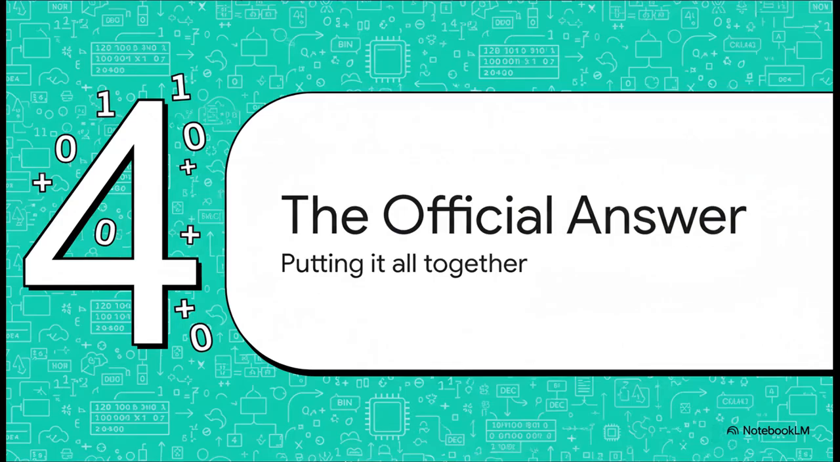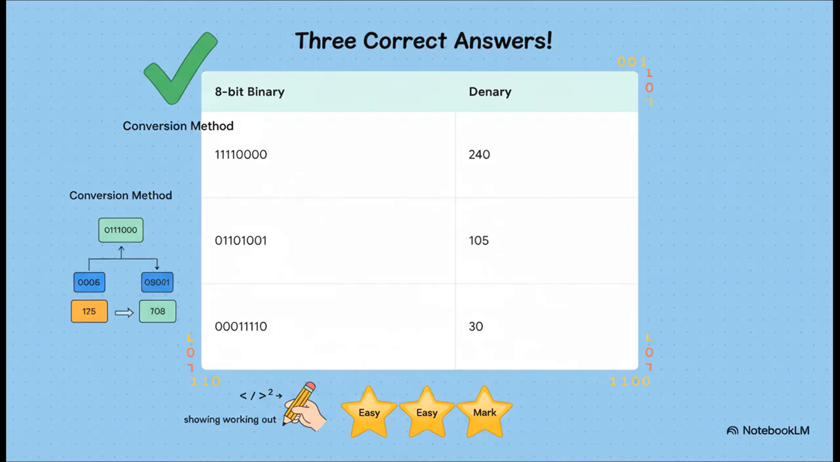Boom. So we've done all the hard work. We've gone through it step by step. Now let's check our work and see the completed table exactly as it appears in the official OCR mark scheme. And there you have it. 240, 01101001, and 30. 3 questions, 3 correct answers. You see, if you just know the method and you show your working nice and clearly, these are 3 easy marks just sitting there waiting for you.